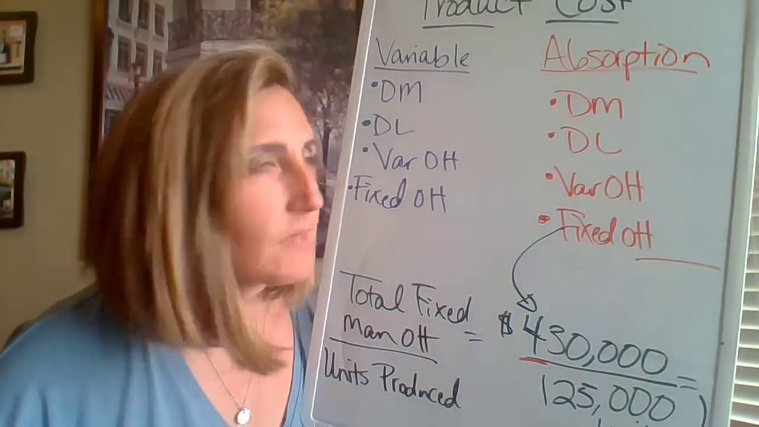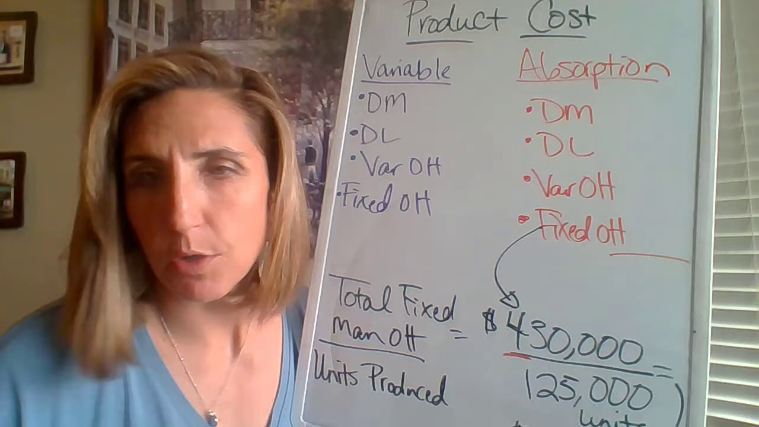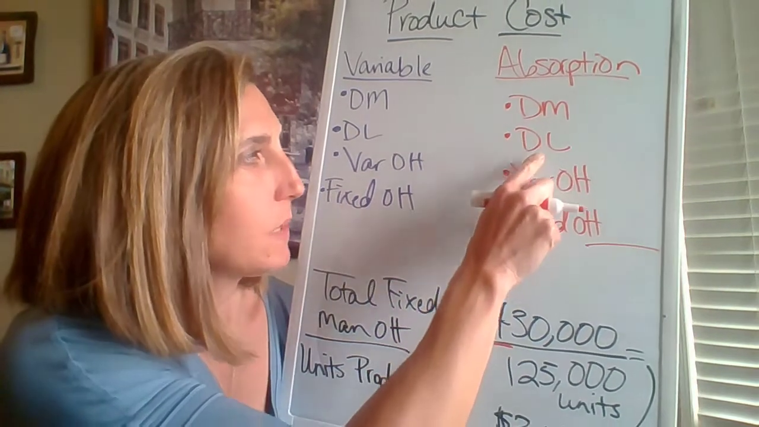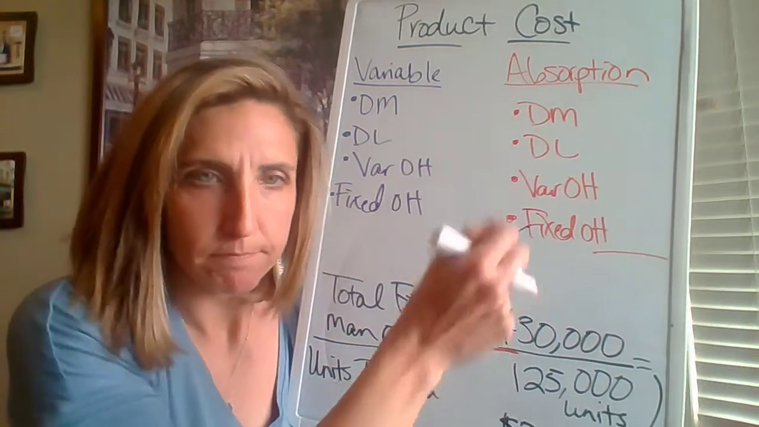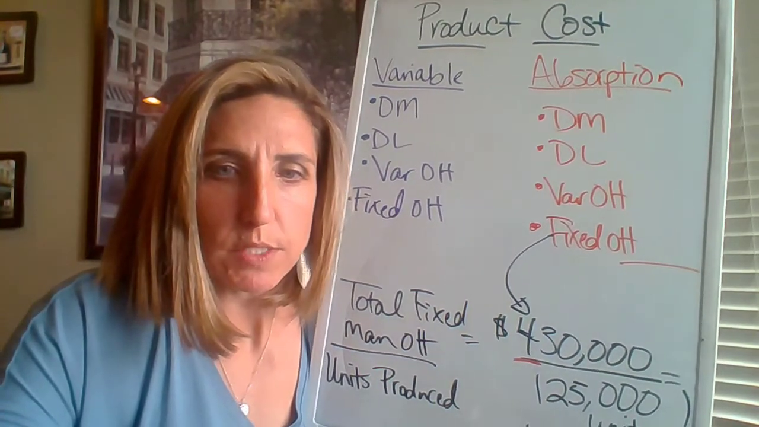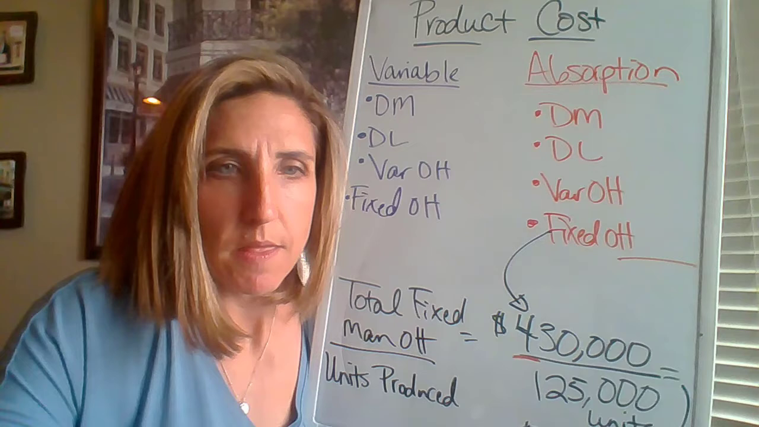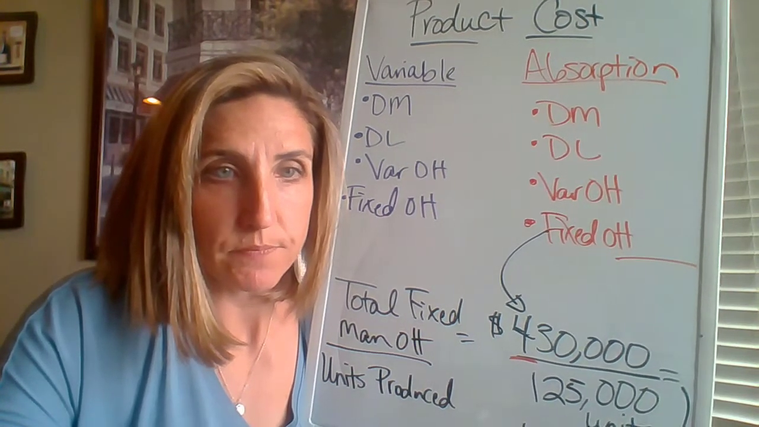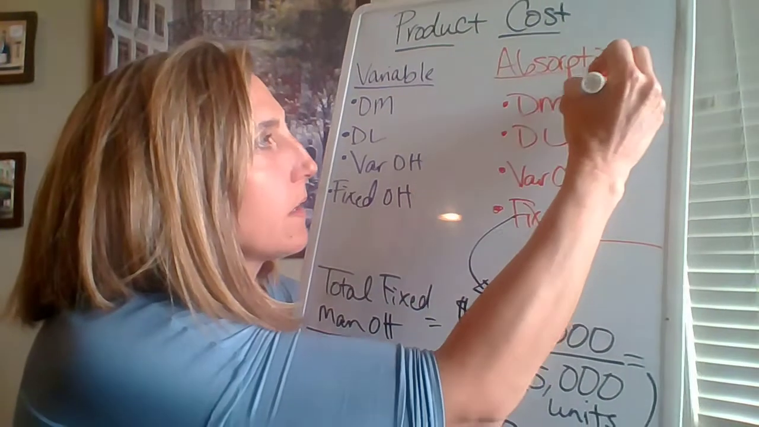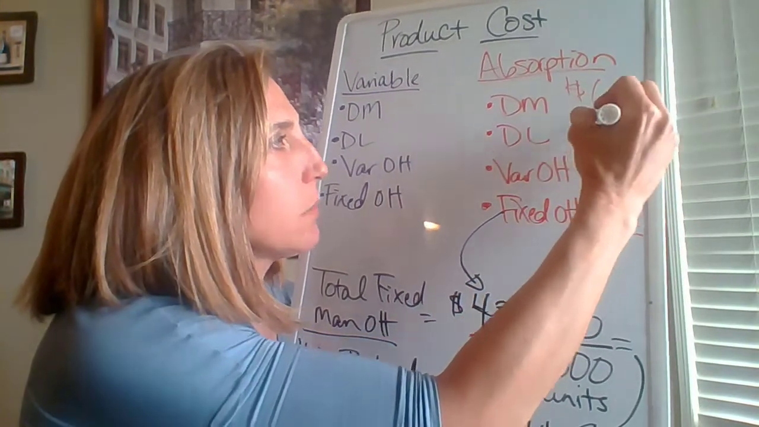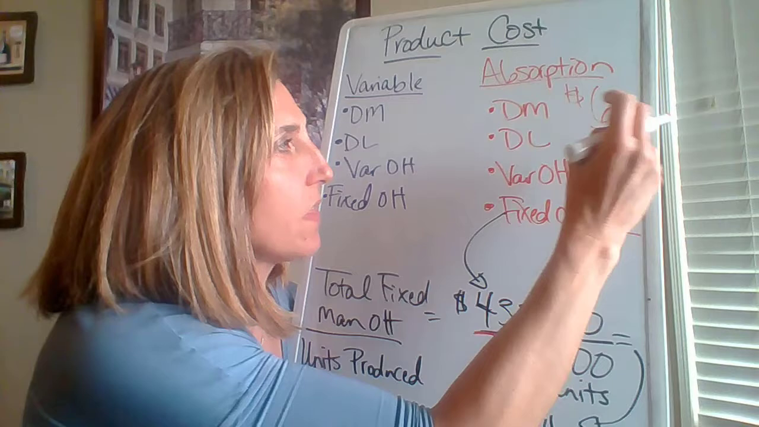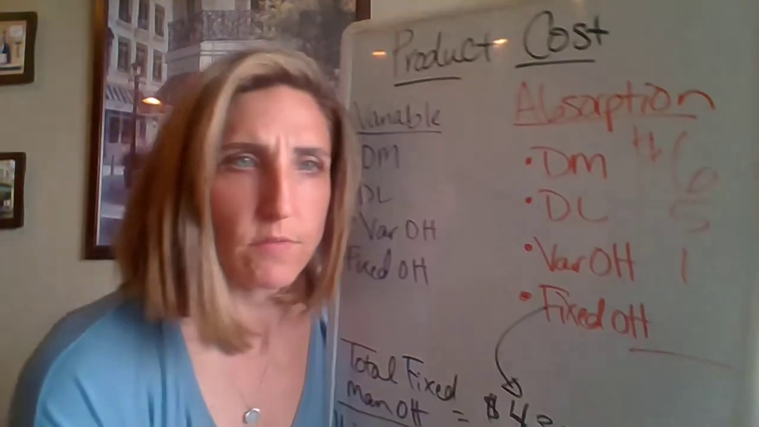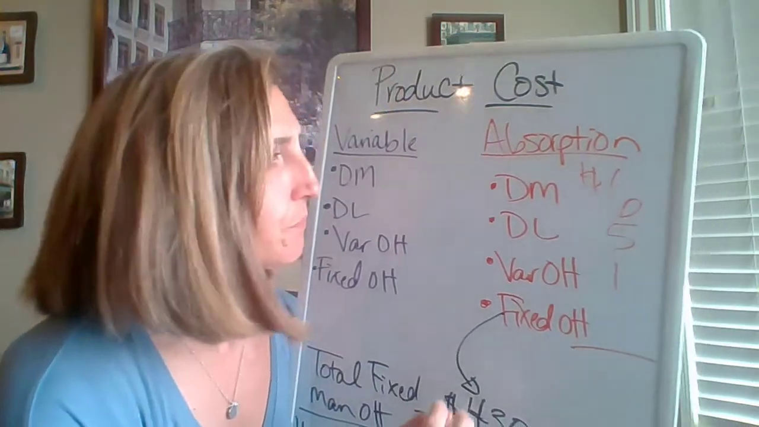But the material cost on these markers would be allocated on a per unit basis right here. So we're going to say that our per unit material cost is $6. Then we're going to say that the per unit labor cost is $5 and the per unit variable overhead cost is $1. Let's see if you can see that better with the lighting.